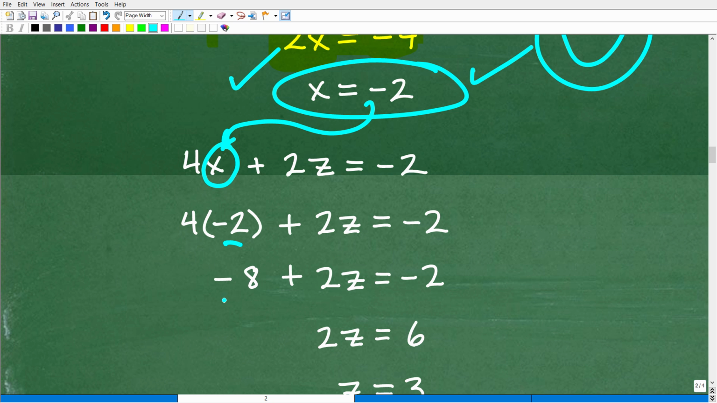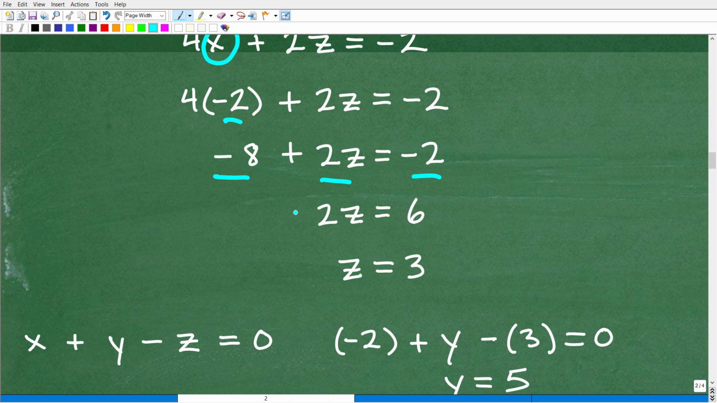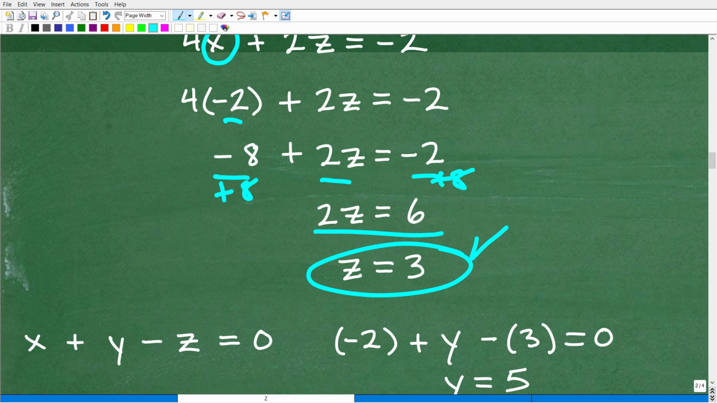So 4 times -2 is -8, plus 2z is equal to -2. And let's go ahead and solve this equation for z. We'll add 8 to both sides of the equation. So we get 2z is equal to 6. Divide both sides of the equation by 2. I get z is equal to 3.